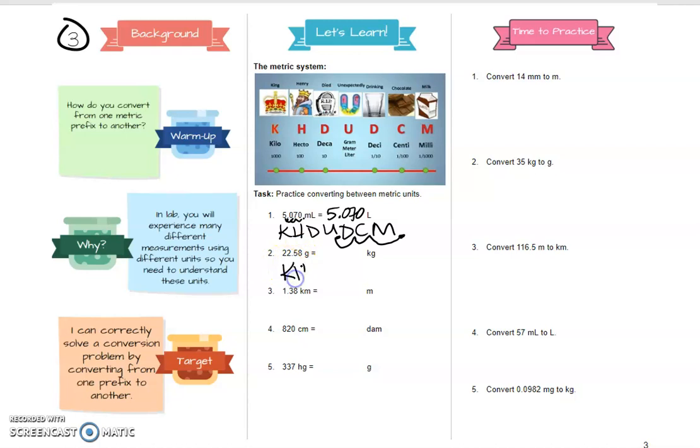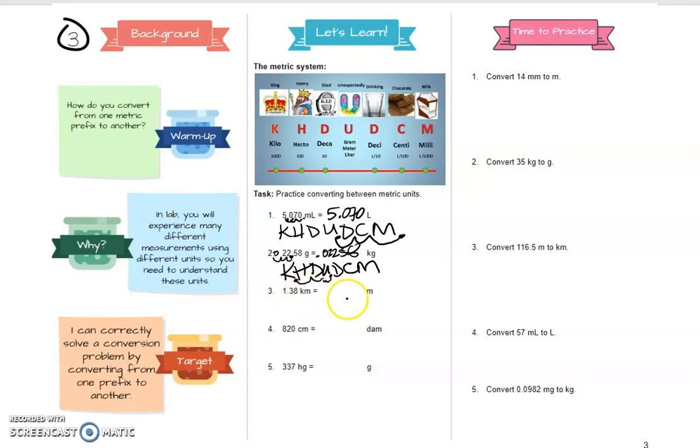Next one we're looking at is grams to kilograms. Again, I'm going to write out KHDUDCM. Grams would be the base unit; look, I have it listed there: grams, meters, or liters. So I'm starting behind the U and trying to get behind the K. I need to go left 1, 2, 3 places to get there. So I start with where my decimal point is, move 1, 2, 3, and fill in the first one with a 0. So I get 0.02258. Because I had to move it from behind the U to behind the K, it has to go left 3 places.